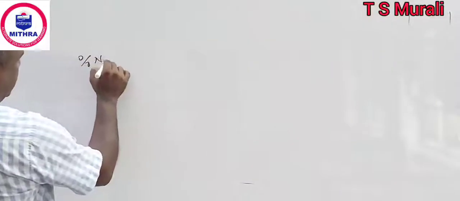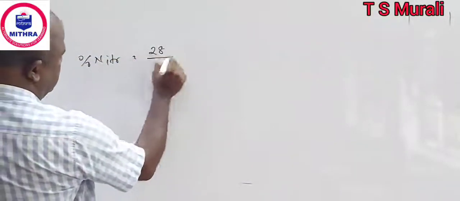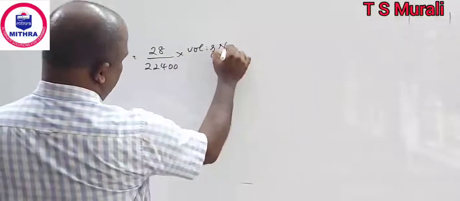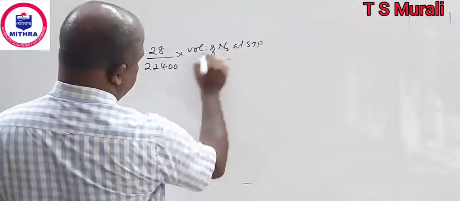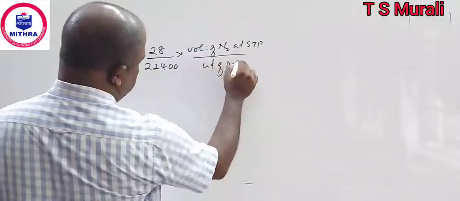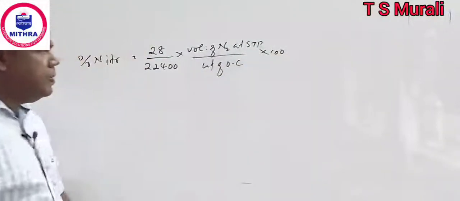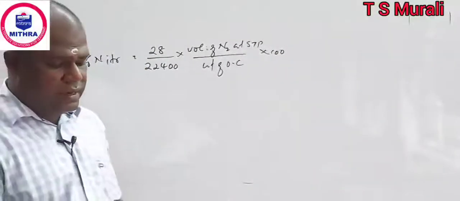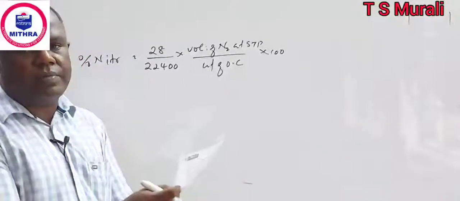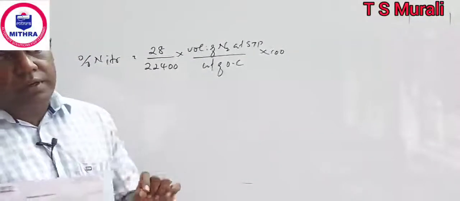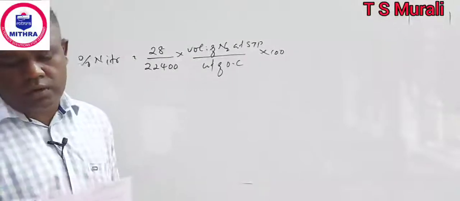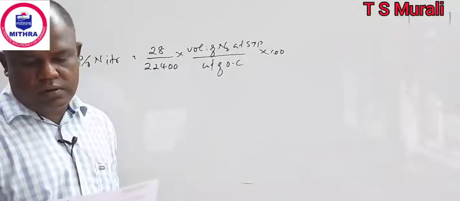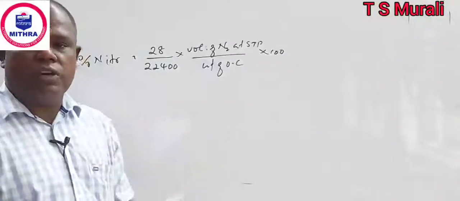Percentage of nitrogen is equal to 28 divided by 22,400 into volume of N2 at STP, divided by weight of organic compound into 100 is the formula. But in this question, nitrogen volume is not given at STP. They are giving it at 300 Kelvin and 715 millimeter of mercury pressure. So that is the problem here. We have to convert that volume. The volume given is 50 ml. That 50 ml you have to convert into STP.